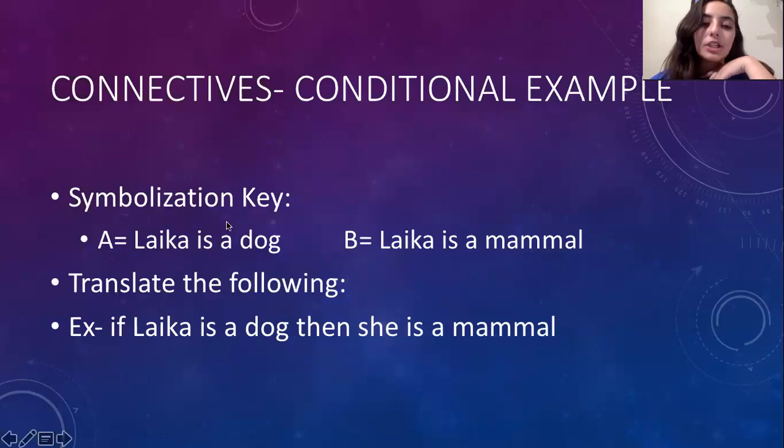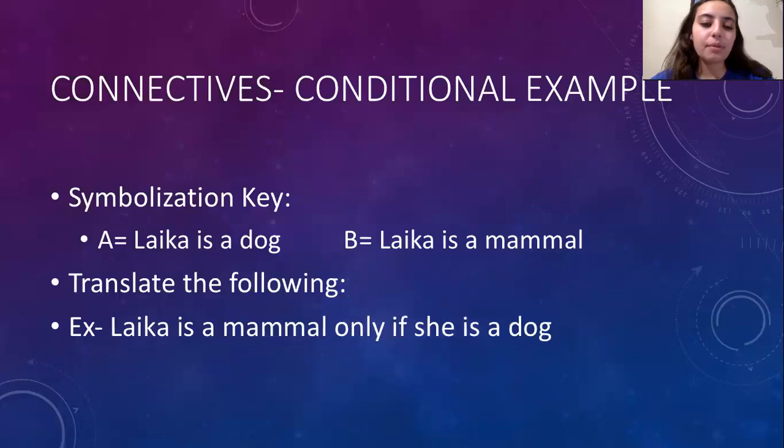So you have here your symbolization key: A equals Laika is a dog, and B equals Laika is a mammal. Translate the following: if Laika is a dog, then she is a mammal. And this is from your book. Okay, so this obviously is pretty simple, right? You're just gonna take it as is. Laika is a dog is A, and then B is Laika is a mammal, so then A, arrow, B, right?